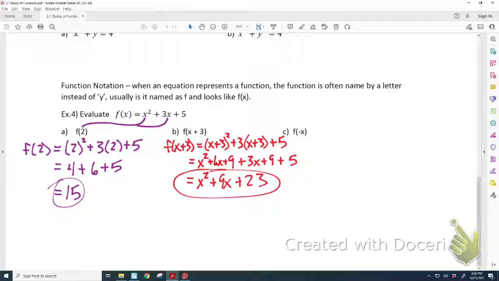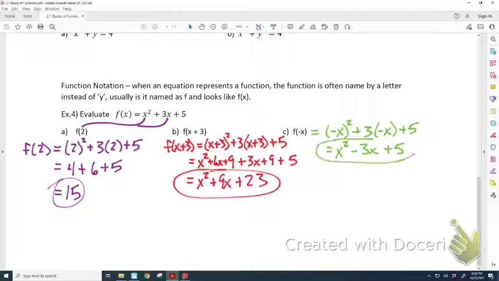Let's try negative x. This one's a lot easier. Use parentheses. Be careful with that. Negative x times negative x is x squared. Whoops, not a plus. 3 times negative x is minus 3x, and plus 5. A lot easier than part B.